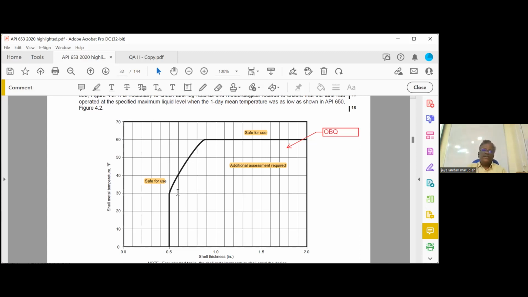If they ask about 0.5 to 0.9, then you have to follow this line. Once it reaches 0.9, 60 degrees is safe for all thickness. 60 degrees Fahrenheit.